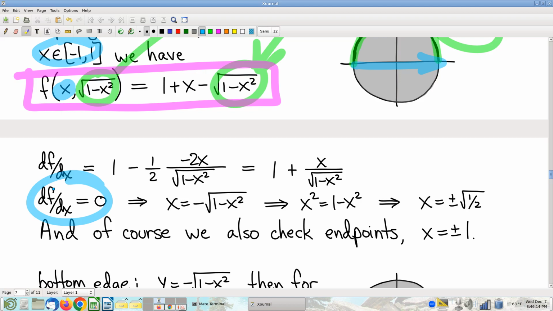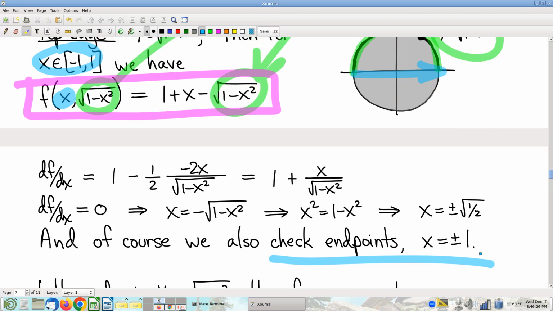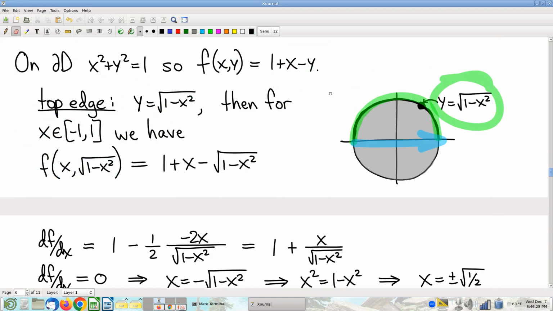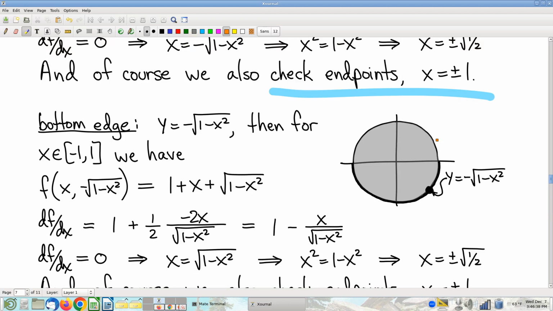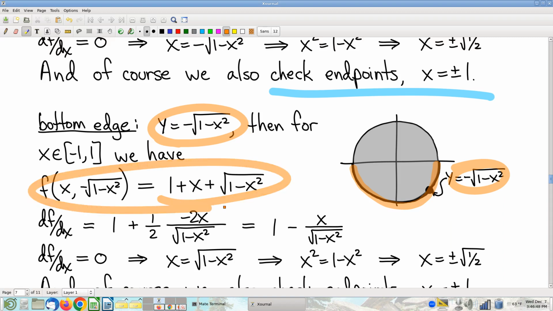But there's a couple of annoyances about this. For one thing, you're doing a bunch of calculus. That's a little annoying. Don't forget, of course, to check your endpoints. That's always something you have to deal with. And then, furthermore, keep in mind, what we did up here only works for the top half. There's also the bottom half, where you have a different formula for y, which gives you a different formula for your function, and you have to do the whole thing over again.